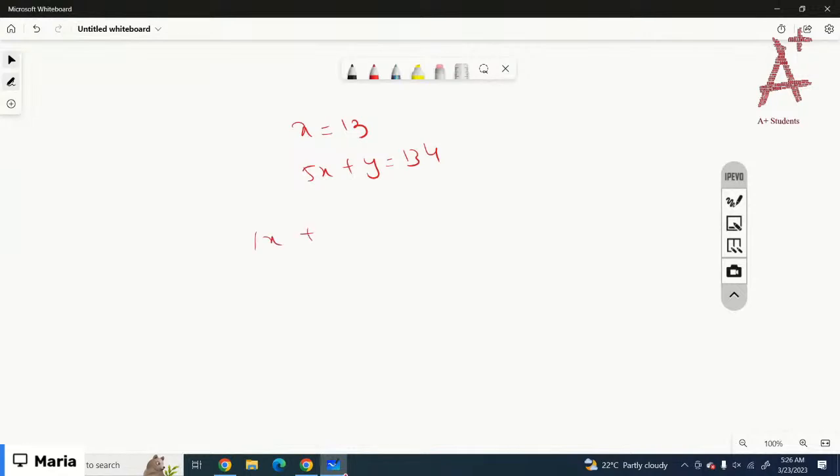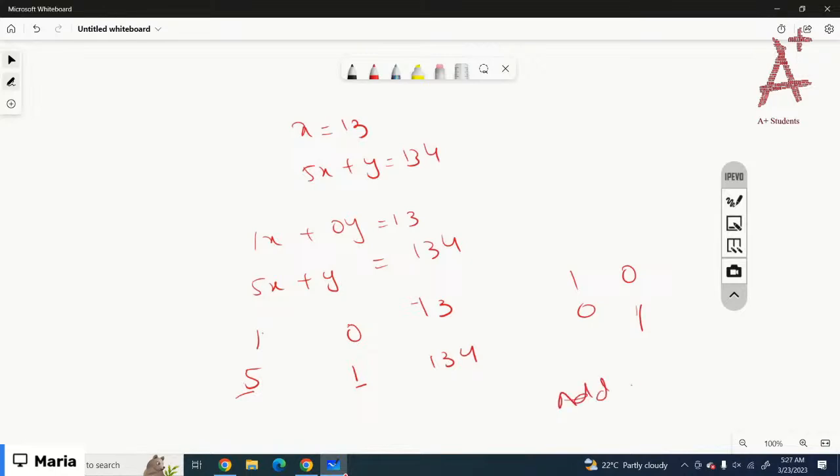It would be 1x plus 0y equals 13, and 5x plus y equals 134. Just write down the matrix. It would be 1, 5, 0, 1. Here you have 13, here you have 134. So you have to convert the matrix into 1, 0, 0, 1. You just have to remove that 5. Got it? So how to remove the 5? You have to multiply the first equation by 5 and subtract from the second equation. You need to add minus 5 R1 to R2.